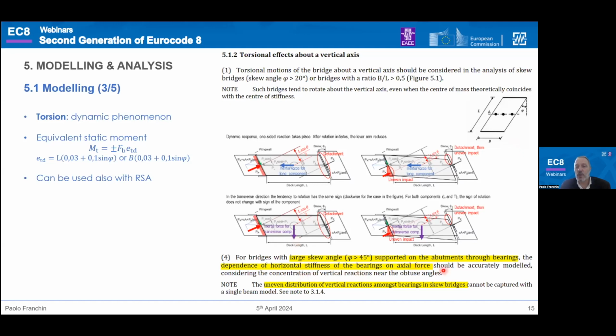When you have a large skew angle, larger than 45, and your structure is supported on the abutments through bearings, like a single span bridge, then you cannot use a single frame equivalent modeling. You need to model explicitly the position of the bearings, because you will have an uneven distribution of axial forces, and this may influence their stiffness, also the horizontal stiffness, and this is important for their torsional response.